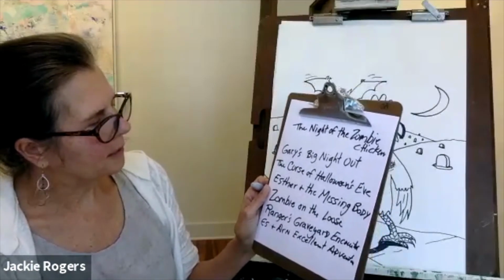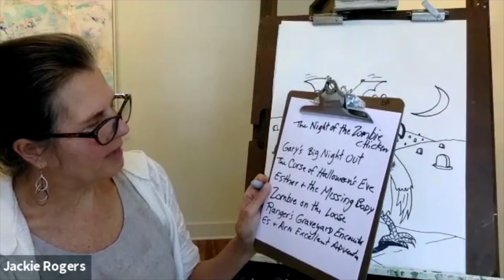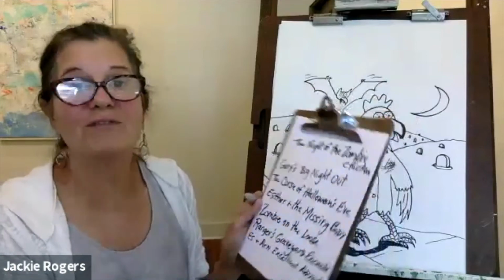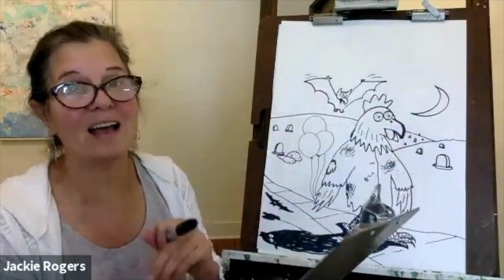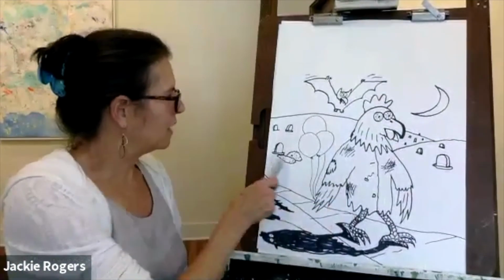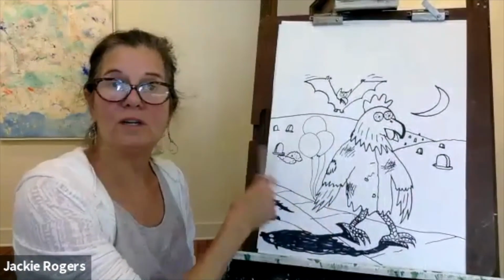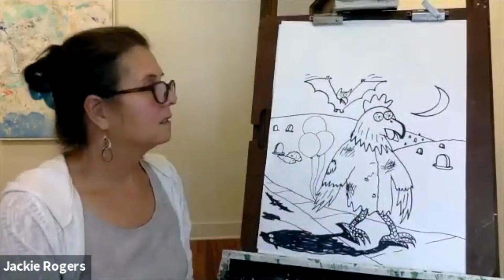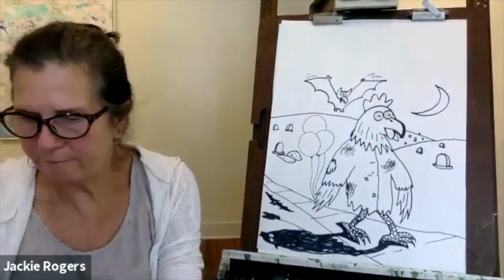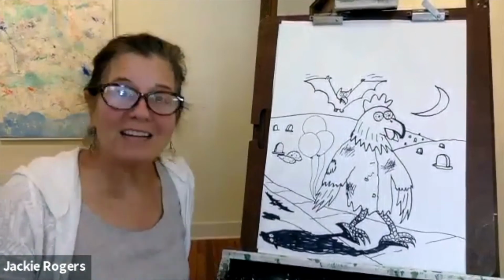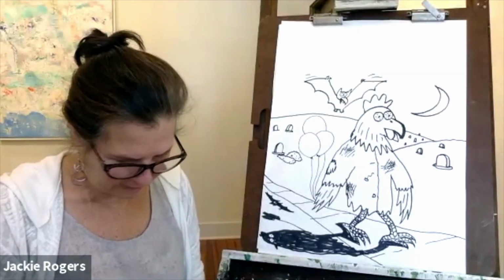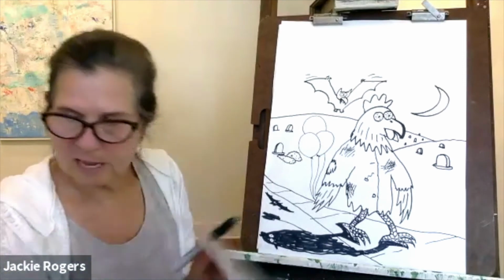Let's see. I'm gonna go with Esther and the Missing Body, because I like all the different stories that can come out of that title, okay? So we know this is Esther. We've got a hole in a grave, so we know there's somebody missing. So Esther and the Missing Body. So this is how I figure out, before I write it into my picture, how I'm going to get it to fit. This is how I do it.